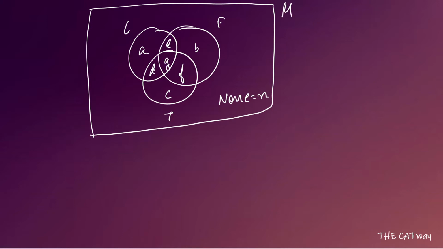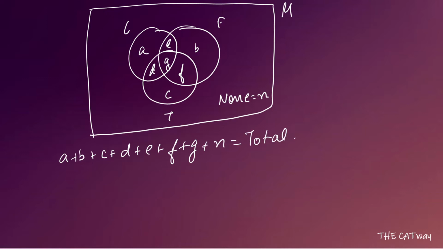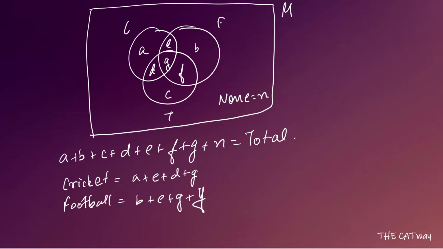Now there are a few things which you should know. The total number of people is represented by a plus b plus c plus d plus e plus f plus g plus n, which is equal to the total. Few definitions: when we are talking about people who play cricket, we add a plus e plus d plus g. For football, we add b plus e plus g plus f. For tennis, we add c plus d plus g plus f.